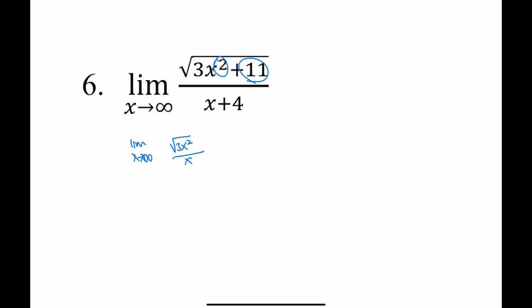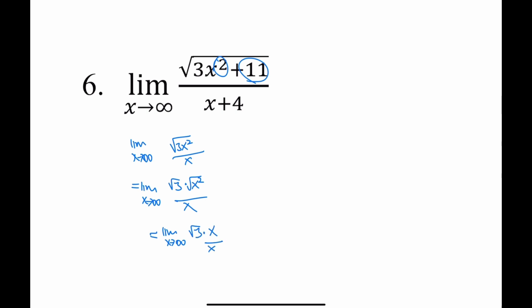So honestly speaking, this is basically just the limit as x approaches infinity of root 3 times x squared in a root, all over x. Since x squared is inside the root, that means the limit is root 3 x over x, right?